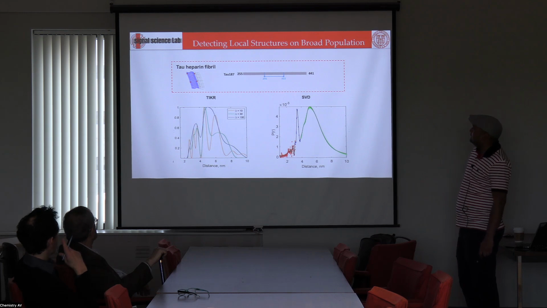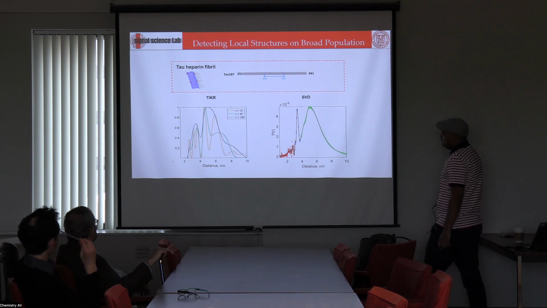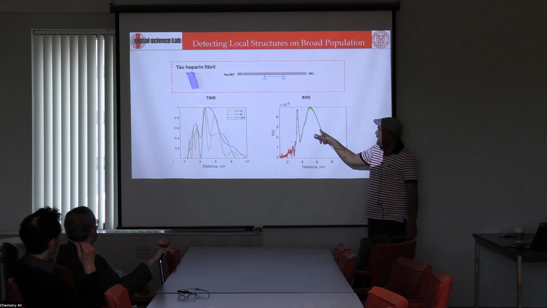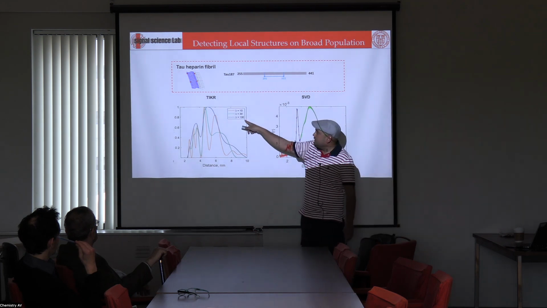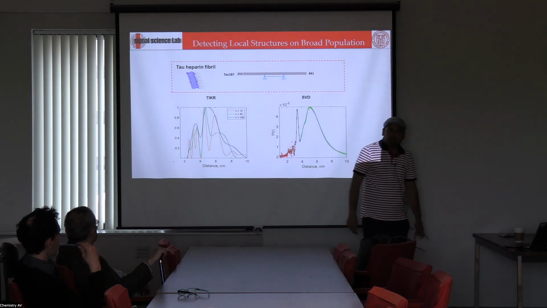And then detecting local structures in a broader population. In this case, you see we got a narrow peak and a broad peak, so we can detect both of them. If you use regularization, you can get all kinds of answers.